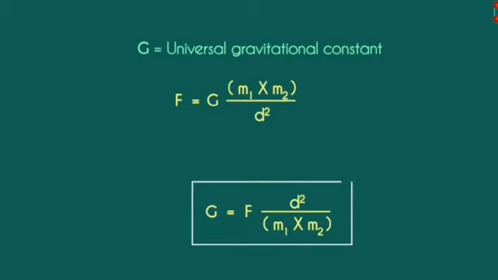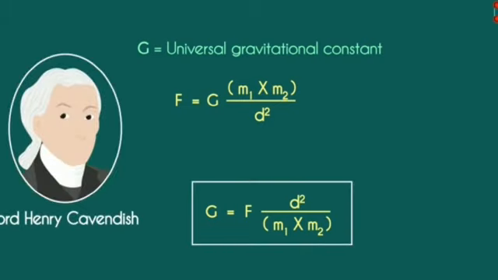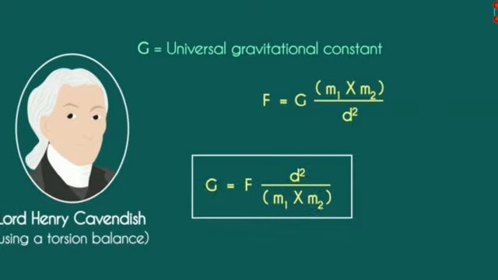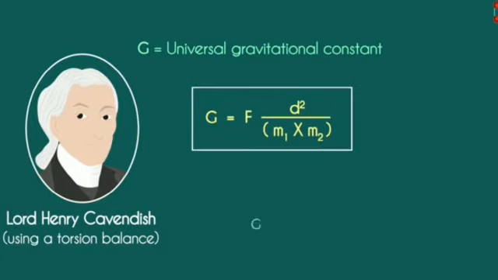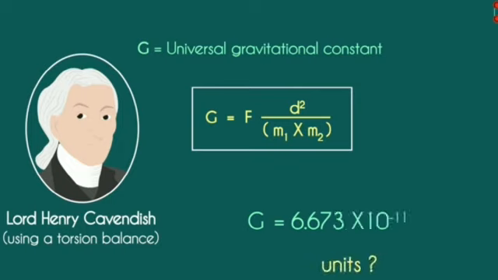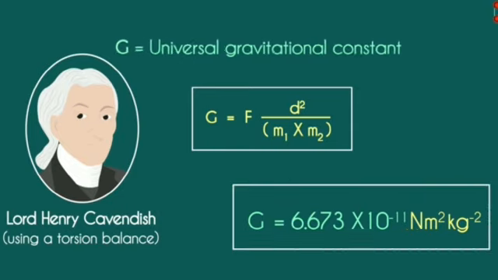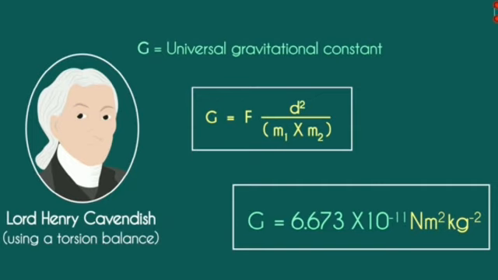Now, let us find out who was the scientist who discovered the value of G. He was Lord Henry Cavendish, who, using a torsion balance, found the value to be 6.673 into 10 raised to minus 11. And what will be the unit? Newton meter square divided by kilogram square. It is obtained from the expression for G. So, G is equal to 6.673 into 10 raised to minus 11 Newton meter square kilogram raised to minus 2.